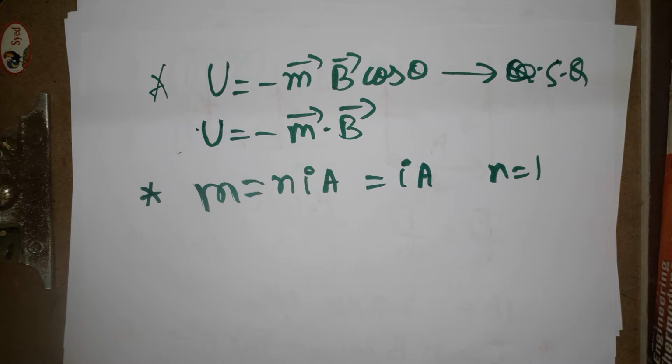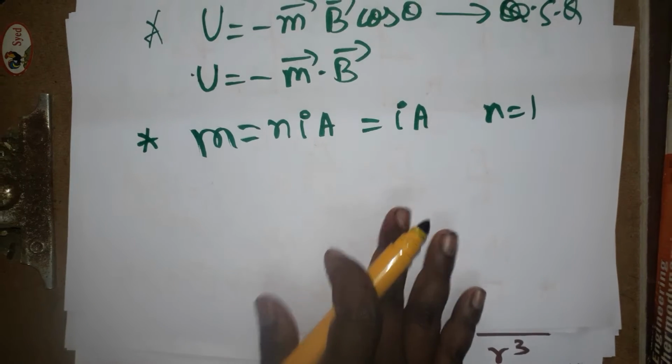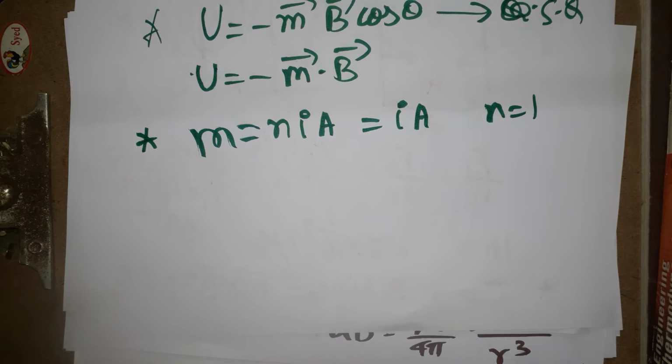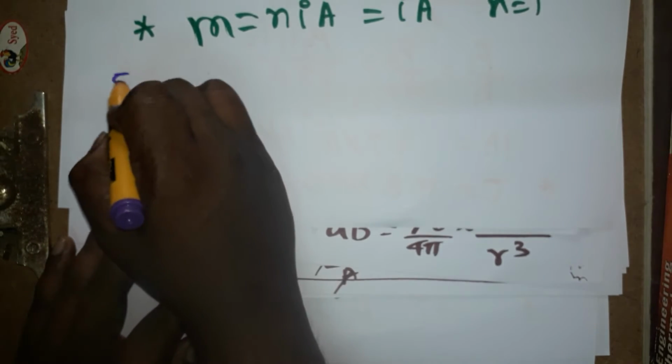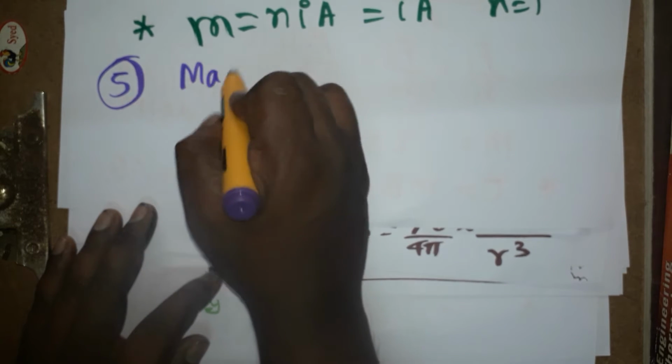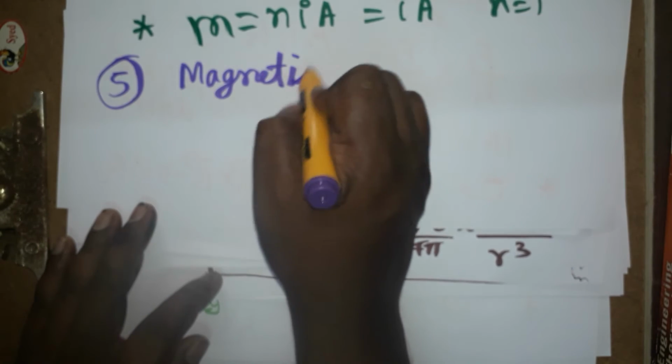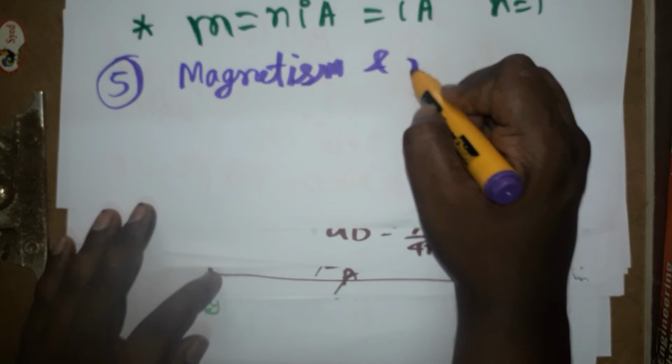Okay. Now we are going to learn the next chapter. It is magnetism and matter, the 5th chapter. We are going to learn what formulas are there in the 5th chapter, magnetism and matter. It is a very small chapter only. We don't have that many formulas.